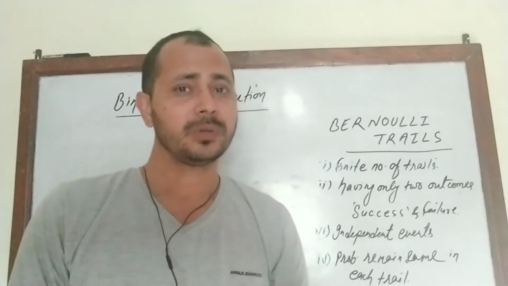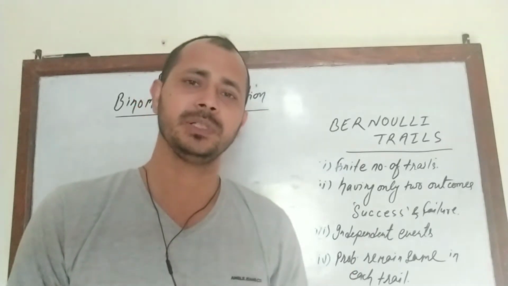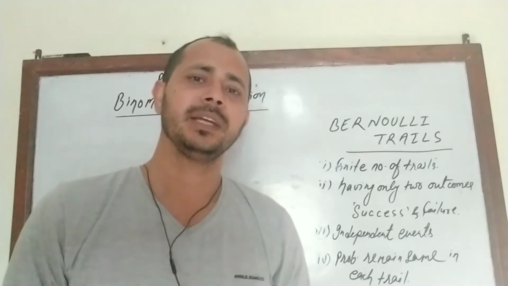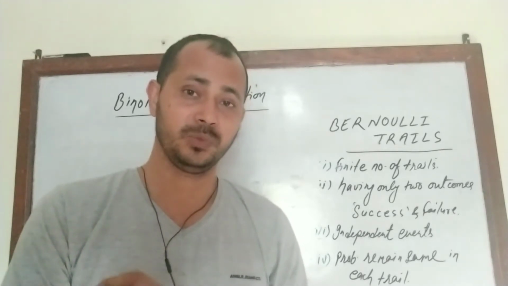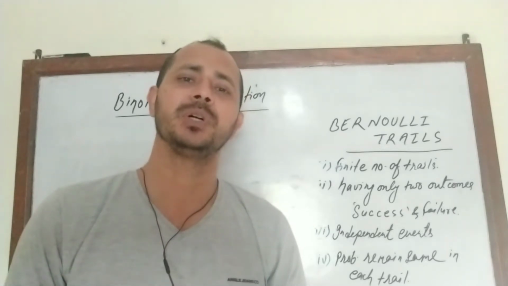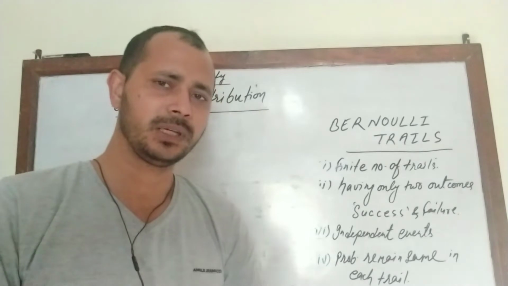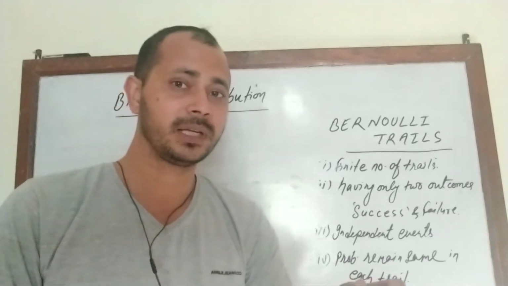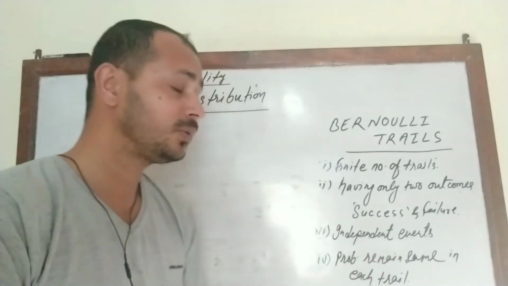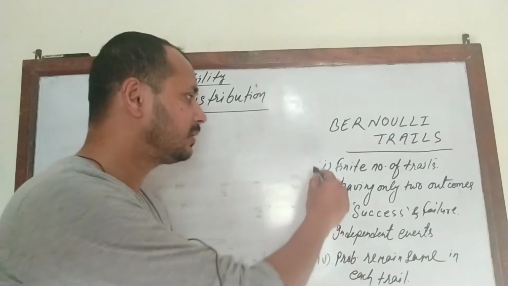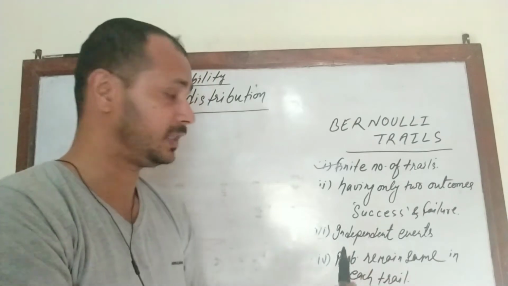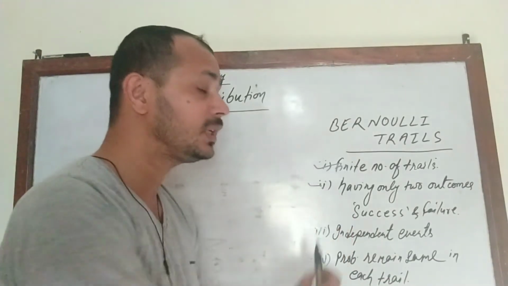Here, to solve such a problem, we take help of binomial distribution. But before we solve the problem using binomial distribution, we need to know whether the experiment, whether the trial, is a Bernoulli trial or not. Bernoulli trial means when a coin is tossed 10 times, we can say the number of trials is finite. So the first important point: the number of trials must be finite. Secondly, it must have only two outcomes.